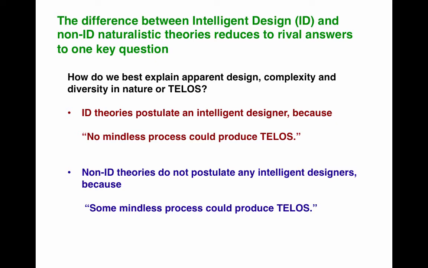The difference between intelligent design and non-intelligent design naturalistic theories reduces to rival answers to one key question. How do we best explain apparent design, complexity, and diversity in nature, or telos? ID theories postulate an intelligent designer because no mindless process could produce telos. This is what every ID theory presumes. It assumes that a mindless process, a set of mindless processes, could not produce design. Non-ID theories do not postulate any intelligent designers because some mindless process could produce telos.